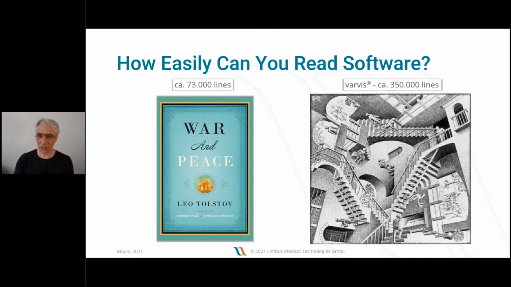But with software, this is quite different. For example, our software contains more than 350,000 lines, so it's probably much more comprehensive than War and Peace. But what makes reading it very difficult is that sections of the software code depend on each other. It's not executed in a linear way. So in the beginning, it may not even be clear where to start. So software can be a very complex thing and cannot be easily reviewed.